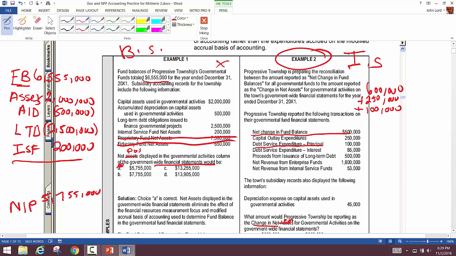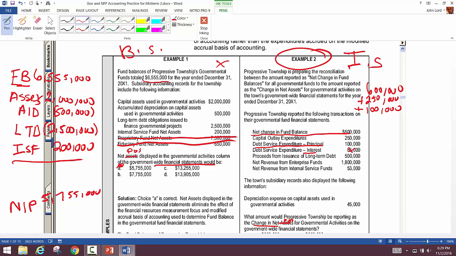Okay, how about the interest? Leave it alone. Don't worry about that. Interest is an expenditure both under modified accrual accounting and full accrual accounting, isn't it? Right? So leave that alone.